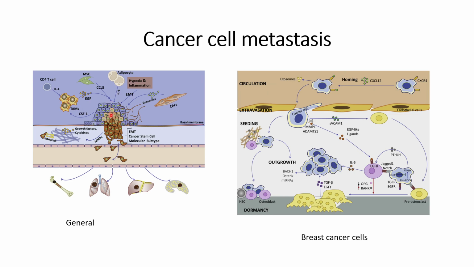So there are various factors that are responsible for the growth of the cells that we have discussed in the previous videos, and cancer cells also develop a tumor microenvironment that promotes the growth of the cells. These are the different factors shown in the left figure. Some of them I will discuss, some important signaling factors that are responsible for cancer cell metastasis.